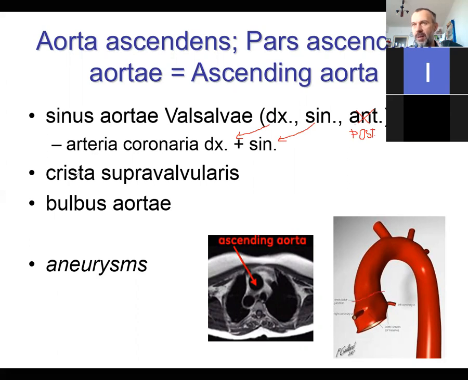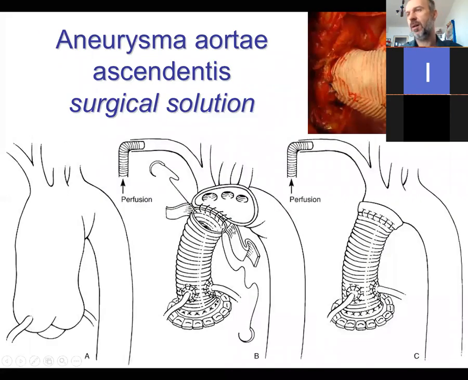Above, we can find the supravalvular crest again, and that's all for the ascending aorta. It's a very short and thick vessel, and together with the arch of aorta it suffers from aneurysms. If we have an aneurysm, you have to replace it with this prosthesis, and into the prosthesis, of course, you have to add the coronary arteries here. During this operation, the blood is perfused via the subclavian artery in this way. Yeah, this is the extracorporeal pumping.